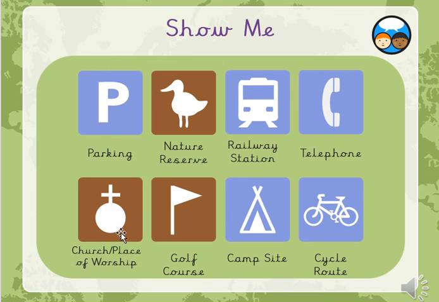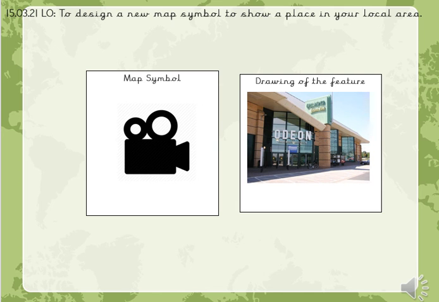Okay, for your task today, you've got a worksheet and it's got boxes on it. On this side, you want to draw a place that you would find on a map in your local area. So I've chosen the cinema, and you all know this cinema because it's in Thornbury. I've put a picture of it on this side, but you can just draw a picture. It doesn't have to be the cinema, you might choose the shops or the park or anywhere around Thornbury, okay?